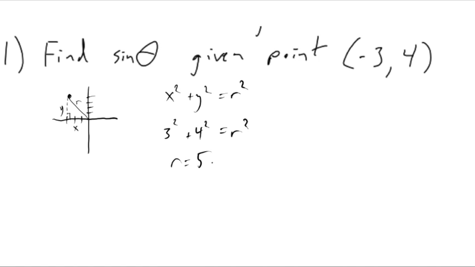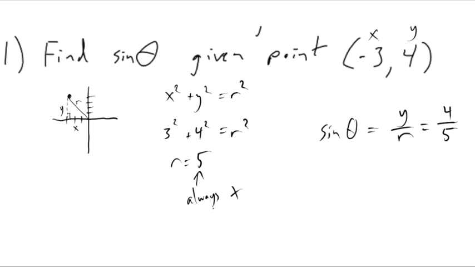Now that I know what my r is, I know what my x is, and I know what my y is, the sine of theta is just going to be y over r, and in this case it's a positive 4 over a positive 5. The one thing you will notice about your radius is that it's always going to be positive.